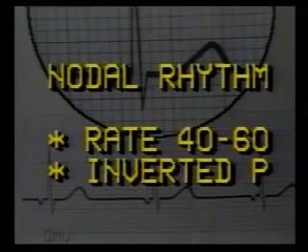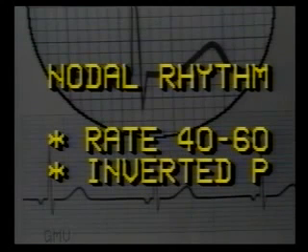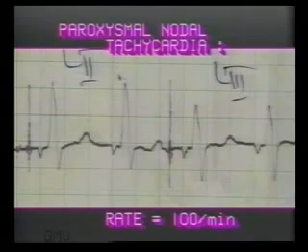So the characteristics of a nodal rhythm are: number 1, slow rate of 40 to 60 per minute and inverted P wave just before, within or just after the QRS complex. This ECG shows inverted P waves in leads 2 and 3 with short PR interval, indicating a nodal rhythm. But the rate is 100 per minute, beyond the normal range of AV node. So this is called as paroxysmal nodal tachycardia.